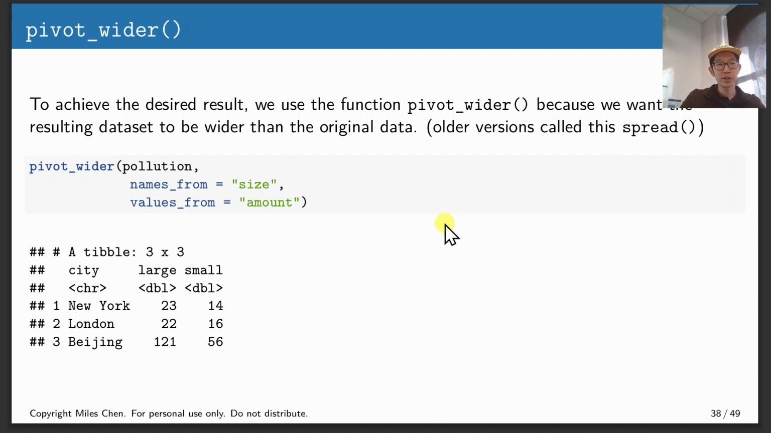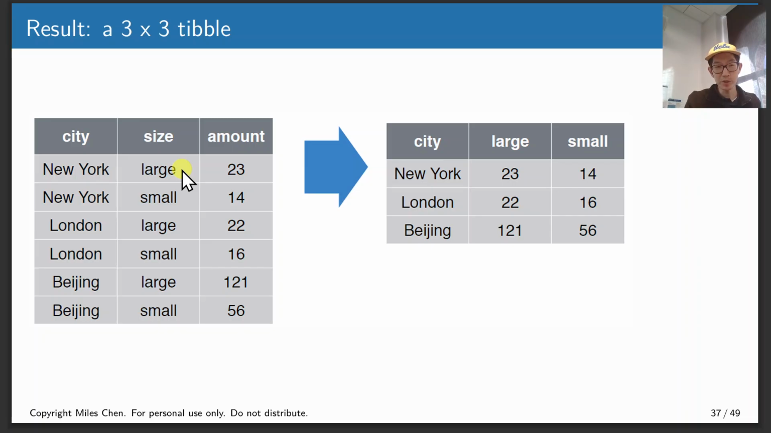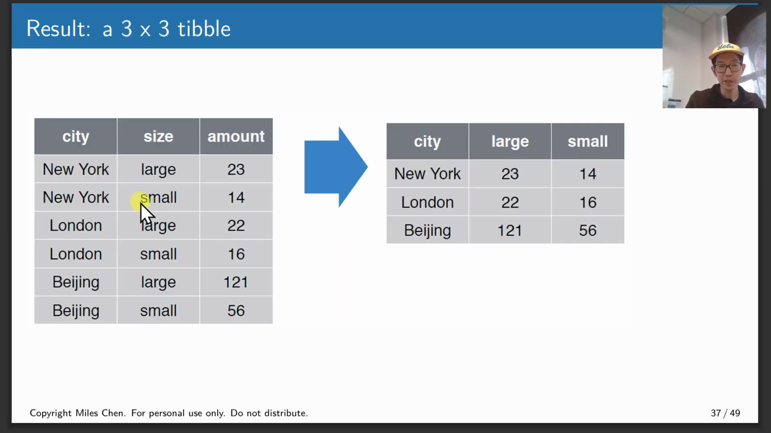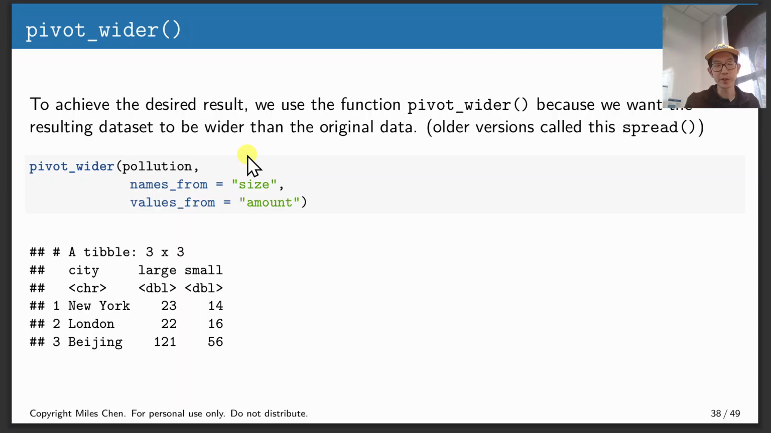So this one is going to be pivot wider, and what we're going to do is we're going to say, hey, take this table, the pollution table, all right, and then pivot. Basically, the names come from this column size, and the values come from this column amount. Okay, so names from size, values from amount, and there it goes. Okay, and it does it. So that's it. That's it.